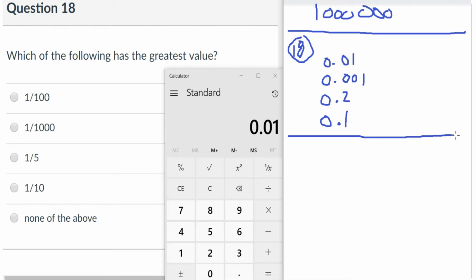So the question is asking for the greatest value. So just look down the first column. They're all the same. They're all zeros. And then let's look down the next column. We got 0, 0, 2, and 1. So the largest is going to be the corresponding fraction for 0.2.